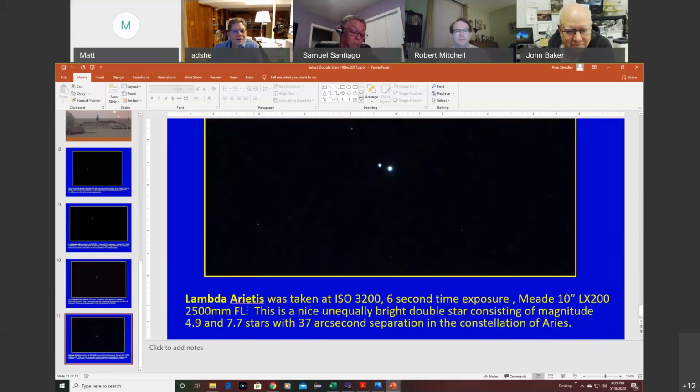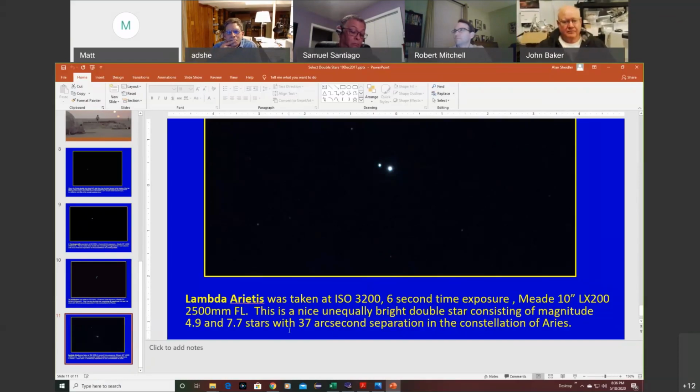I got a question for you there, Al. Is this prime focus, or were you holding this up to an eyepiece doing this? That's prime focus. No eyepiece. If I said it was 2,500 millimeter focal length, and I didn't talk about eyepiece projection, I'm pretty sure that's just prime focus.